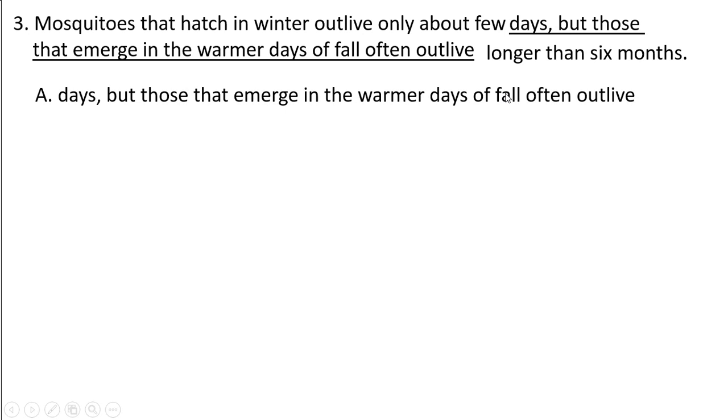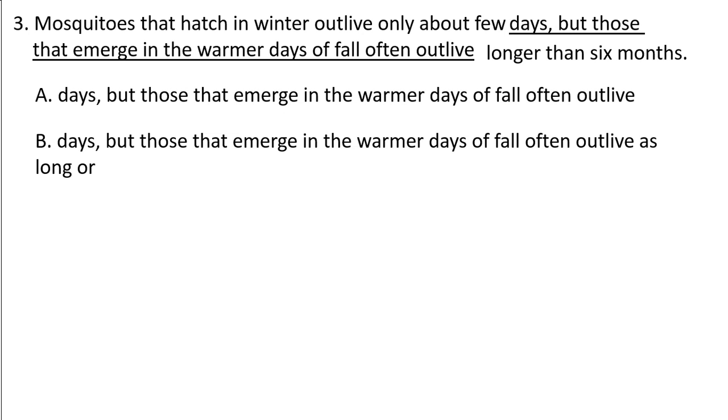So it seems fine. We can reserve A, and we can go with B. It says few days, but those that emerge in warmer days of fall often outlive as long or longer than. Look here, the idiom is "as long as or longer than". So we can eliminate B.